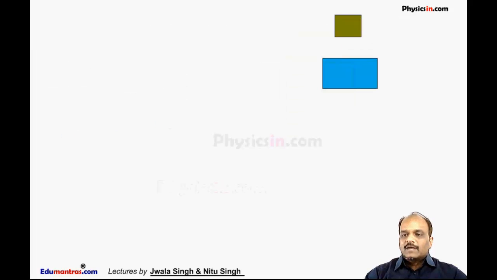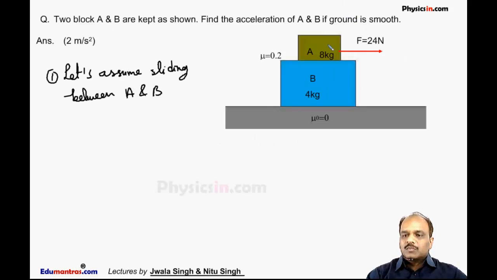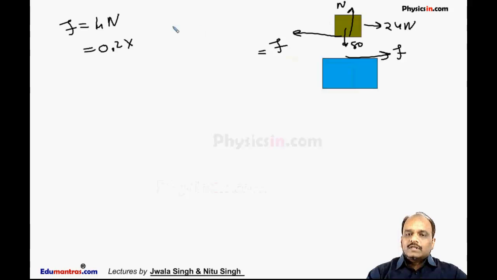So I will draw the free body diagram of this block A. In the free body diagram, this force is 24 Newton. The friction here will act in the backward direction, and here the friction will act in the forward direction. If there is sliding between A and B, the friction force is equal to mu times normal reaction. We know mu is 0.2 and the normal reaction N is equal to 80 because the mass of this block is 8 kg. So this is 0.2 times 80, which is equal to 16 Newton. So the friction force between block A and B is 16 Newton.